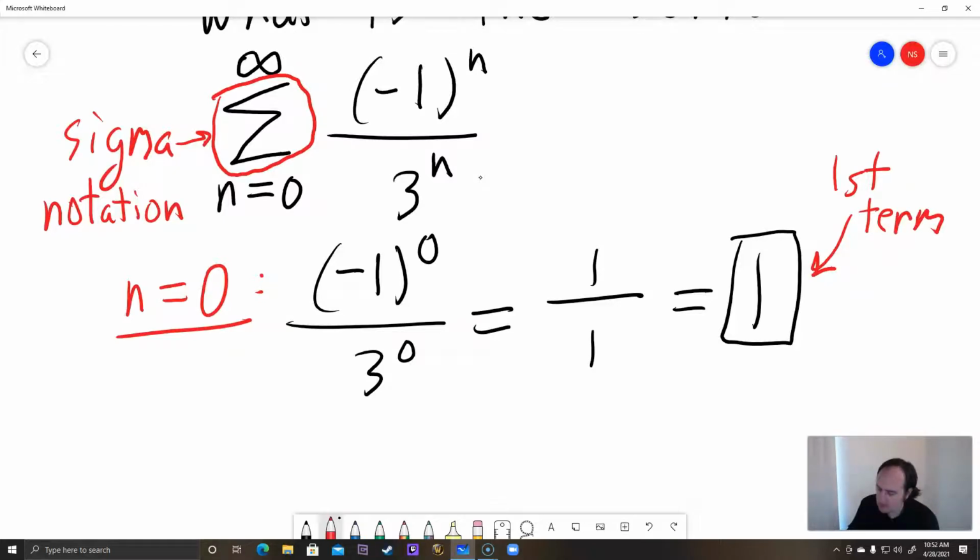Okay, and then from here, how do we calculate the second term? Well, if this were just a sequence, then the second term would be where we plug in n equals 1, and whatever we got after we evaluated it, that would be our second term. But because of this sigma notation, because this is a series, we actually have to add them up.